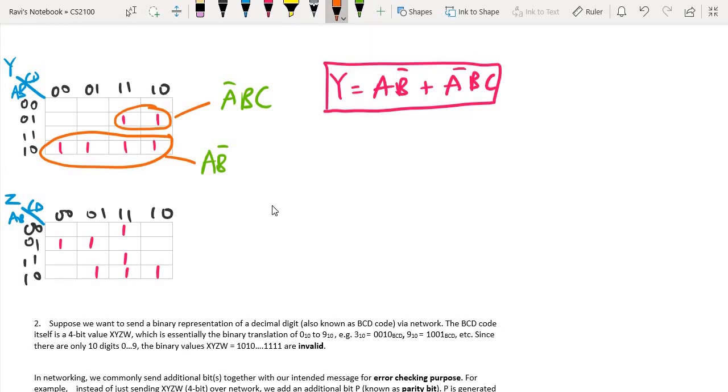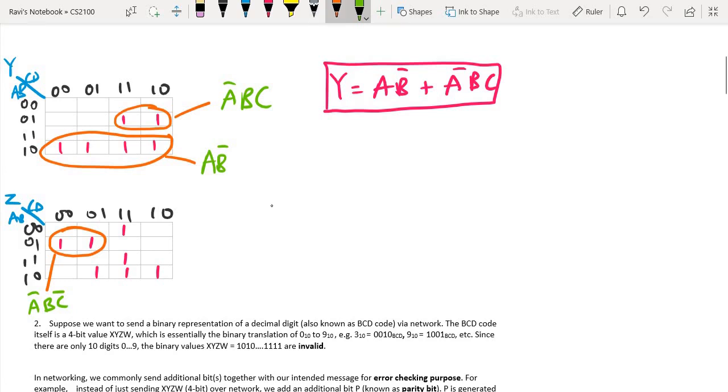So for example, over here, these two ones I can group together, and this will be A bar B. Let me just change the color here so it's easier to follow. In this group, AB does not change, so it is A bar B. And in terms of the columns, D changes, so only C is left, so it is C bar. So A bar B C bar.